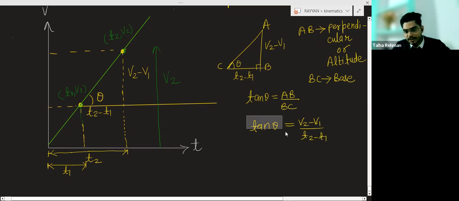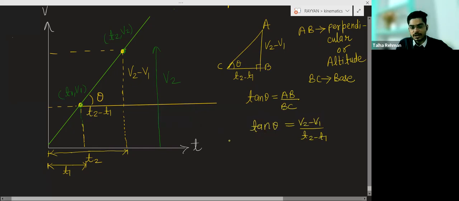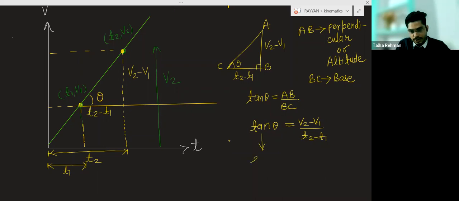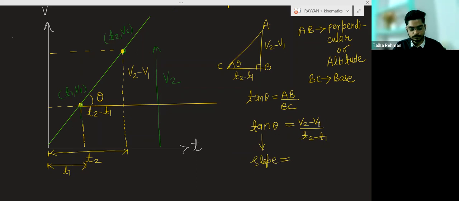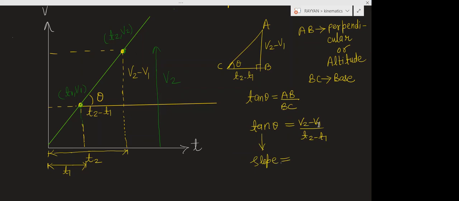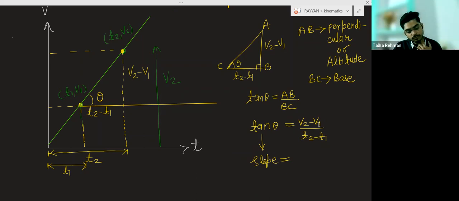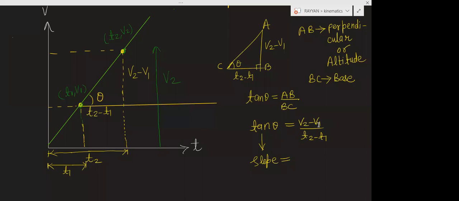Now, what is tan theta for this graph? Tan theta is the slope of this graph. So for this tan theta, you can write the slope of the graph. And what is this? v2 minus v1 is the change in velocity, and t2 minus t1 is the change in time. What is change in velocity divided by change in time? Change in velocity over change in time. Think.